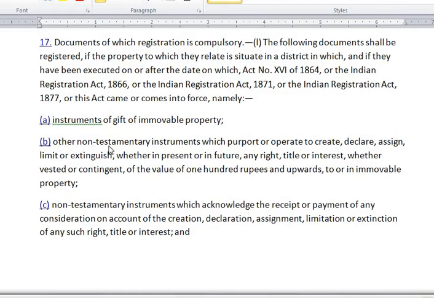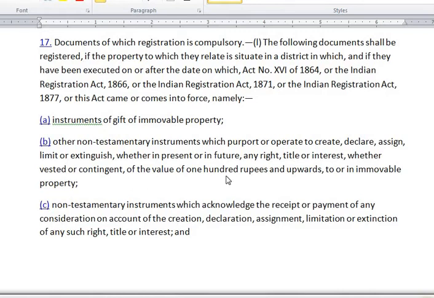Then other non-testamentary instruments which purport or operate to create, declare, assign, limit or extinguish, whether in present or in future, any right, title or interest, whether vested or contingent, of the value of 100 rupees and upwards, to or in immovable property। वसीयत के अलावा, विल के अलावा कोई भी ऐसा ट्रांजैक्शन in which you are creating a right upon some other person, upon some immovable property of a value 100 rupees or more.